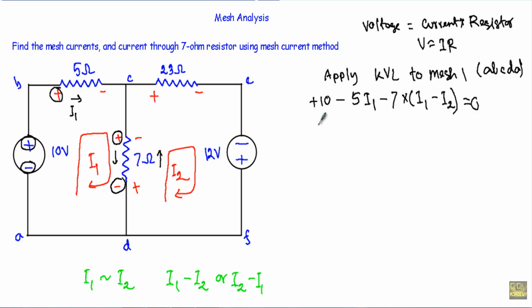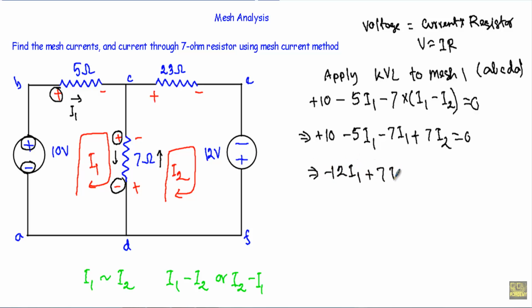Now if I simplify this equation, I will get 5 I1 minus 7 I1 plus 7 I2 equal to 0, from which I can write minus 12 I1 plus 7 I2 equal to minus 10. This will be our equation number 1.